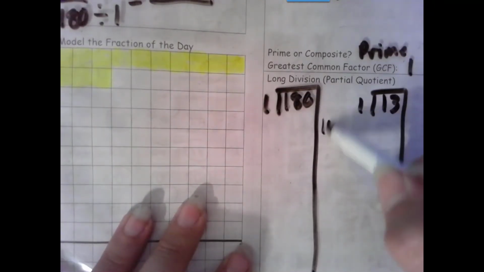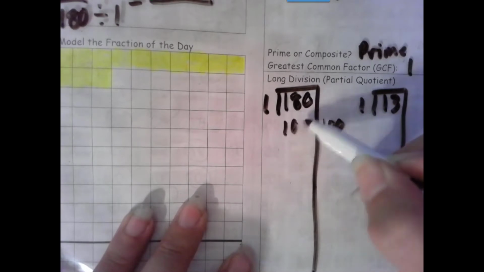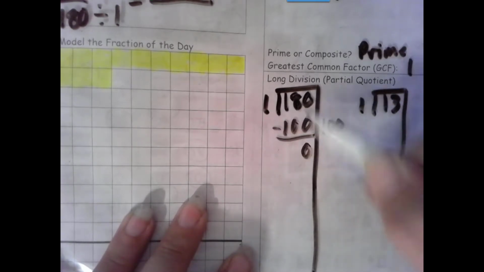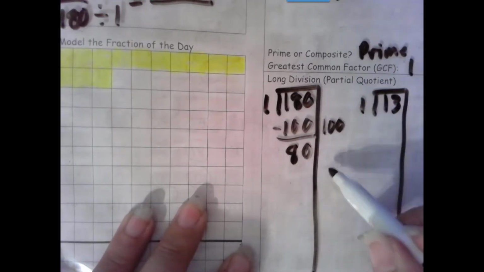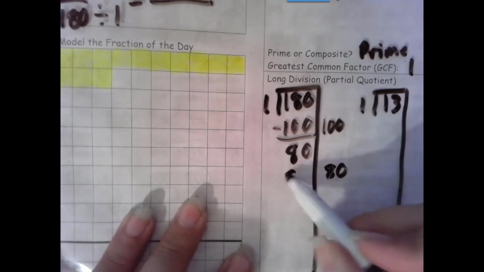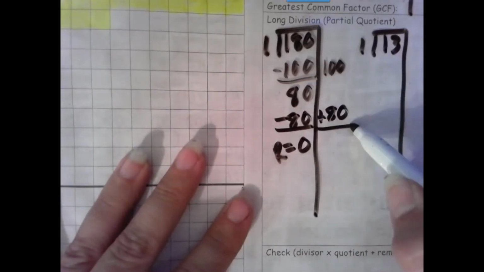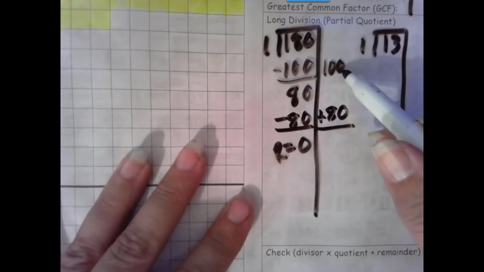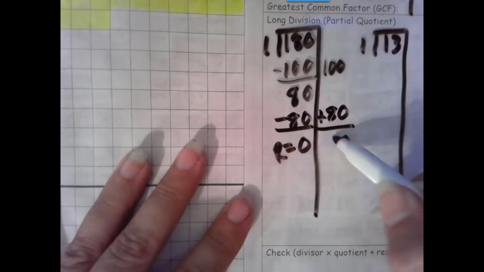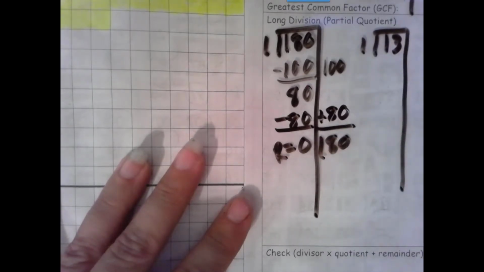Okay, 1 times 100 is 100. Numbers the same, zeros a game, more on top, no need to stop. 1 times 80 is 80. Numbers the same, 0 is a game. That is our remainder. Add up these partial quotients. 0 plus 0 is 0, 0 plus 8 is 8, and then 1.